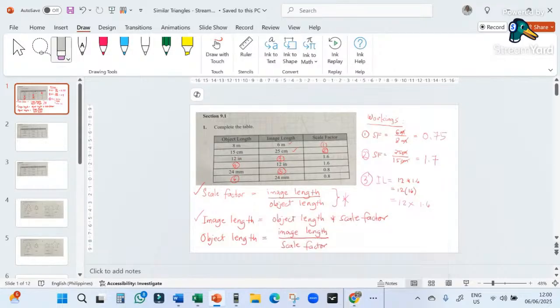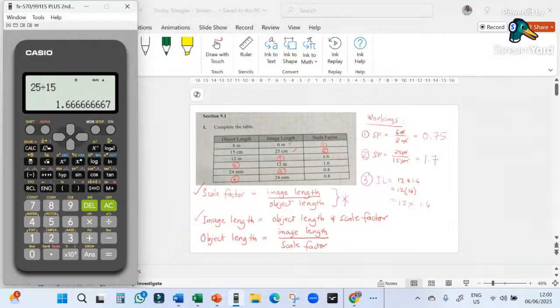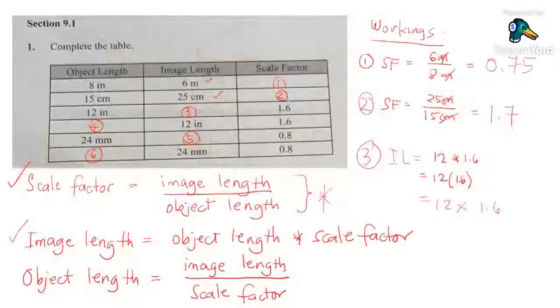And what's the answer here? 12 times 1.6 is 19.2. Let's go back there. That is 19.2. There you go.